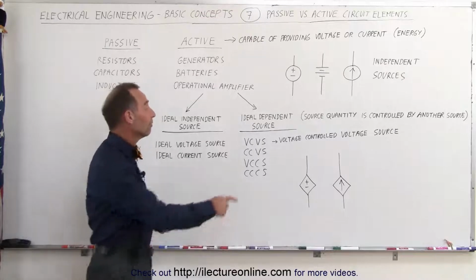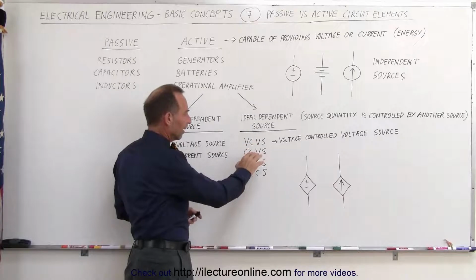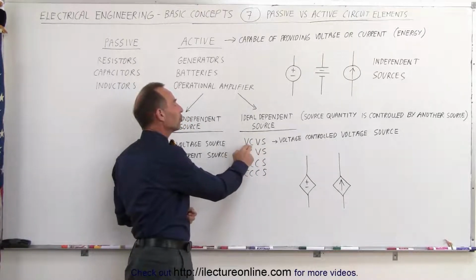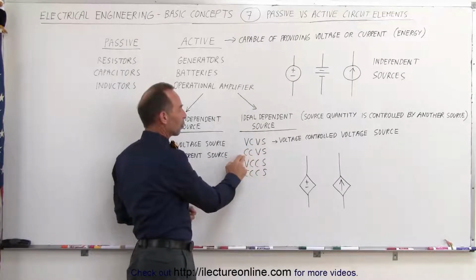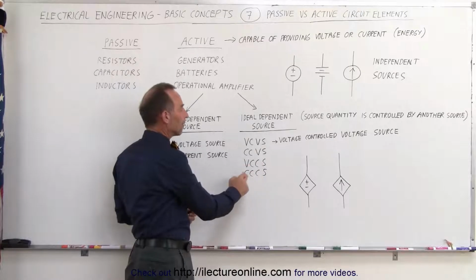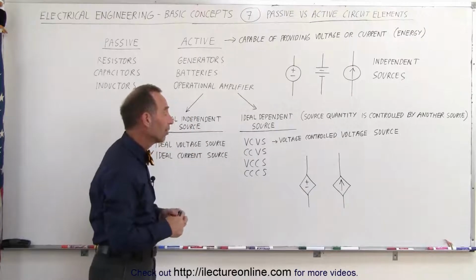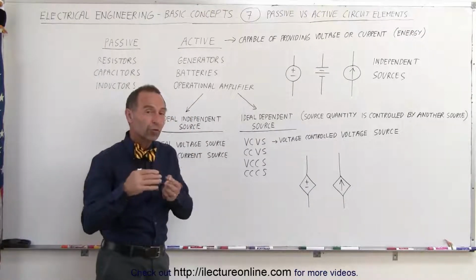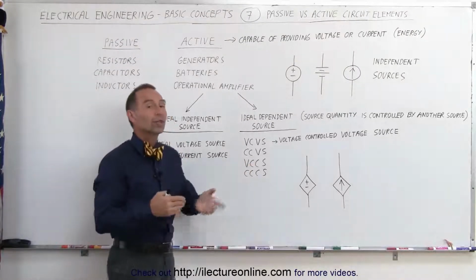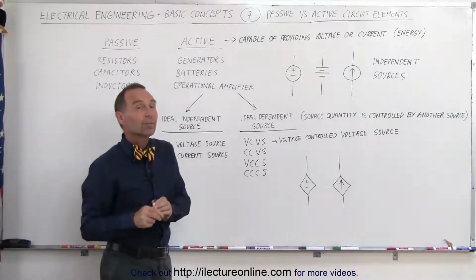What that stands for: V stands for voltage and C stands for controlled. So we have voltage controlled voltage source, current controlled voltage source, voltage controlled current source, and current controlled current source. So that's how we read those 4 acronyms. In other words, we can have a voltage source that can be controlled by some other current or some other voltage, or we can have a current source that can be controlled by some other voltage or some other current. The symbolism is important here.